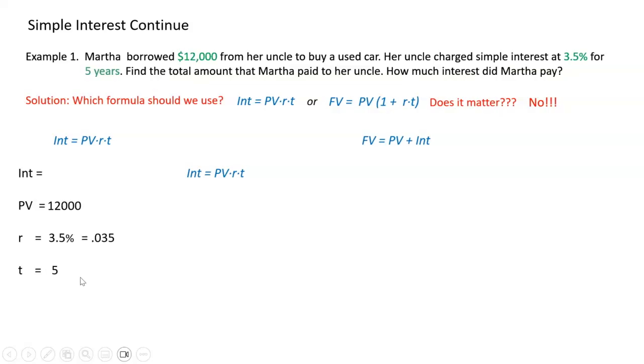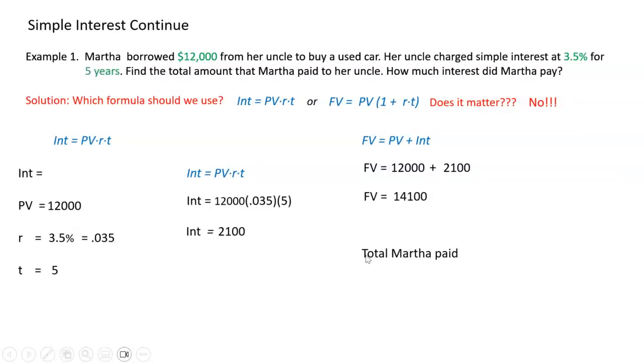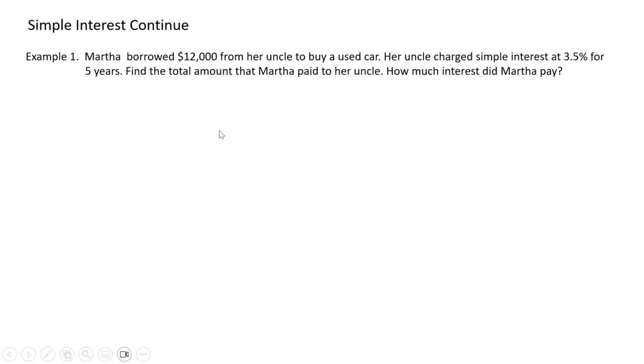So all we do is plug everything into the formula, and we use a calculator. And here's my result: $2,100 of interest that Martha pays. Now, to find how much total money Martha paid to her uncle, it's going to be the money that Martha borrowed, which is $12,000, plus the interest. That will give us $14,100. So to answer the two questions, the total Martha paid was $14,100, and how much interest she paid was $2,100.